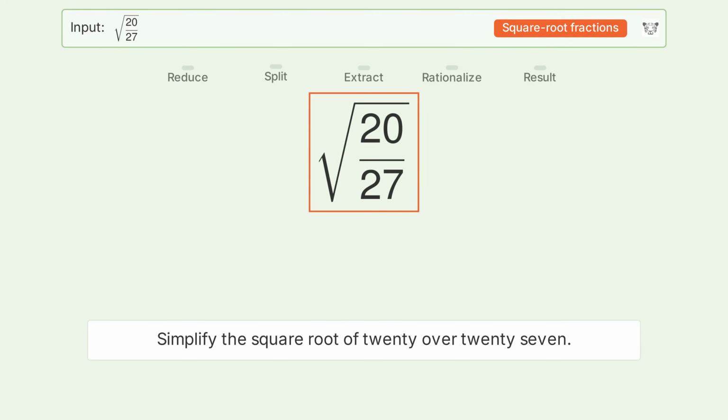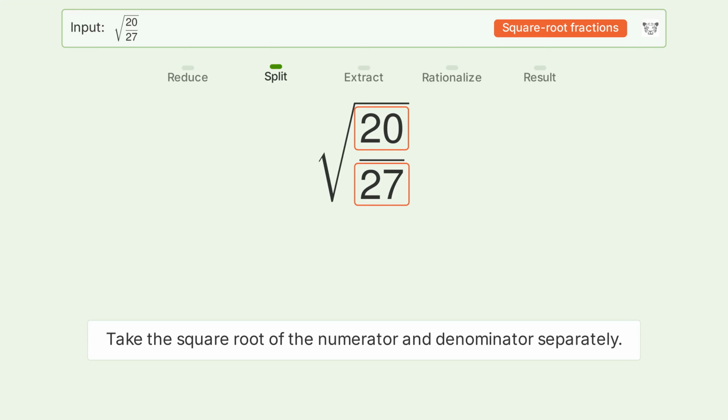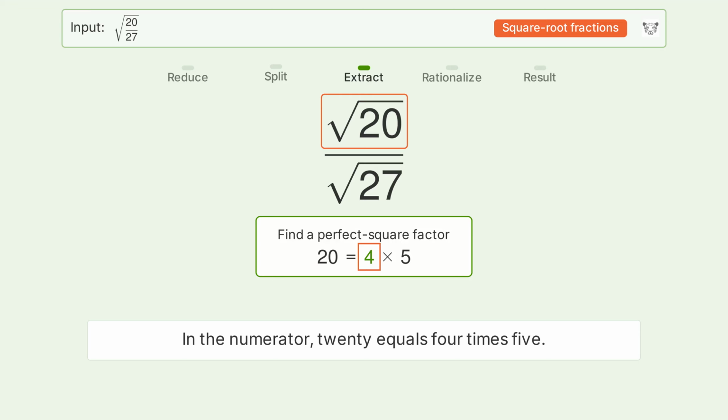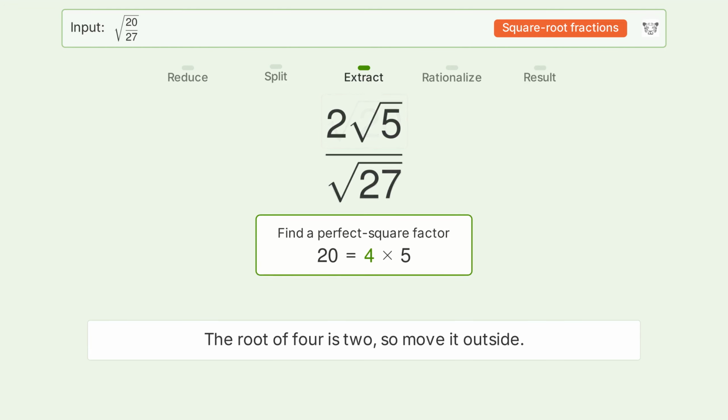Simplify the square root of 20 over 27. Take the square root of the numerator and denominator separately. In the numerator, 20 equals 4 times 5. The root of 4 is 2, so move it outside.